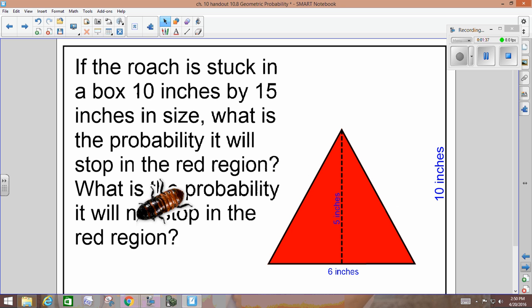Good. So 6 times 5 is 30. What's half of that? 15. So we want it to go in 15 square inches. The actual rectangle is 10 by 15, so it could go anywhere within that area. What would be the area of a 10 by 15?